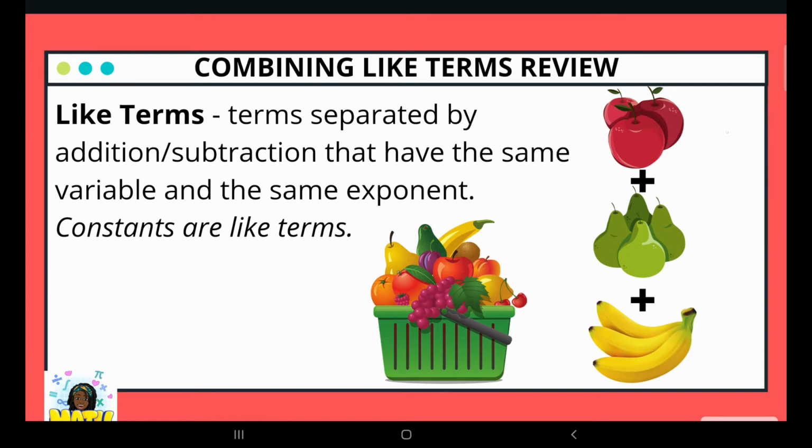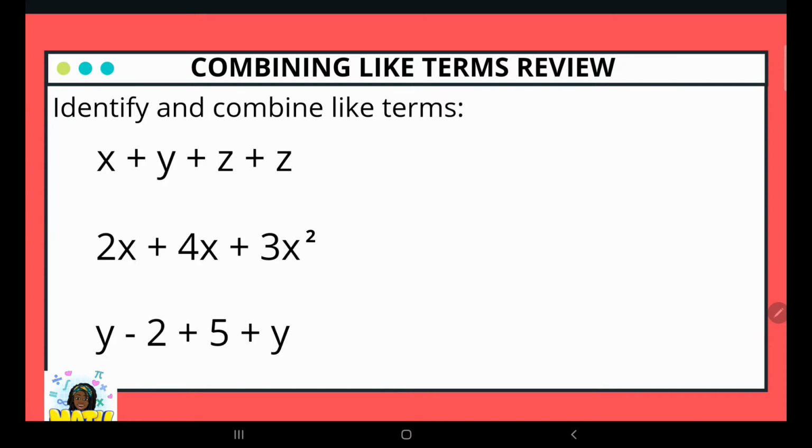So if I have x plus y plus z, those are all unlike terms, so I cannot combine them. It's like having apples, pears, and bananas. Yes, they're fruits, but they're different types of fruits. So I can't combine my apples and my bananas and say I have apple nanas, right? That's just not realistic. Let's review a few like term examples.